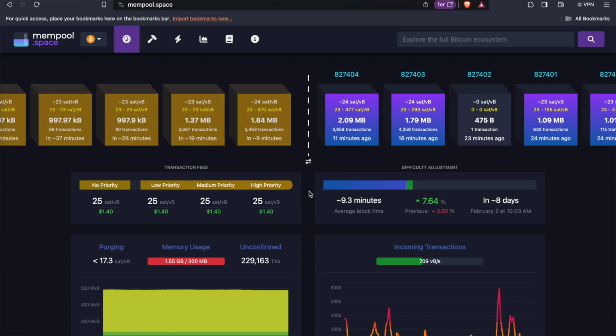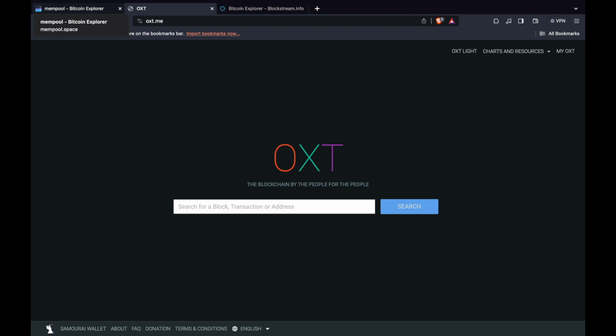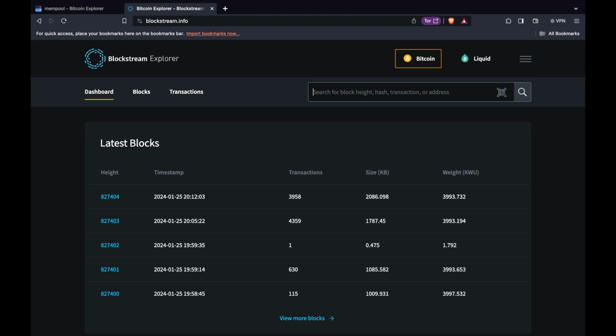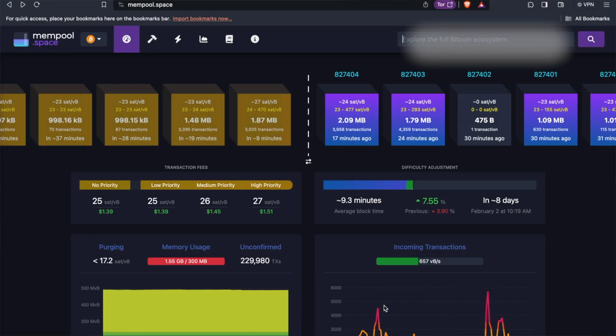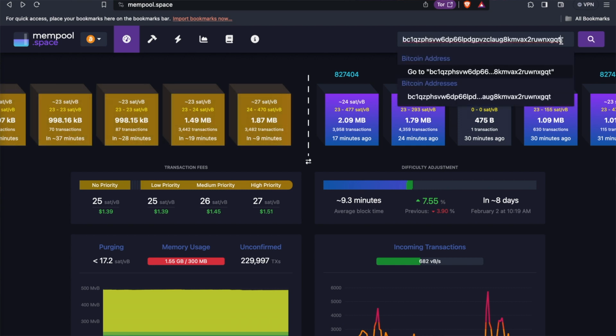We're currently navigating the mempool Space Explorer. There are multiple explorers, right? Like OXT, Blockstream.info, but today we'll focus on this one. So the search bar here lets you look up Bitcoin addresses or transaction IDs. Let's start by searching for this random Bitcoin address.